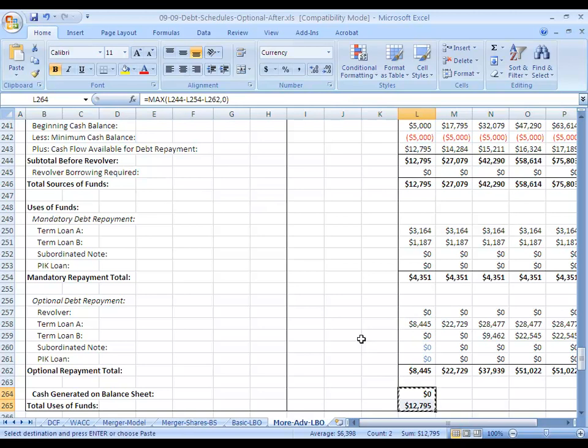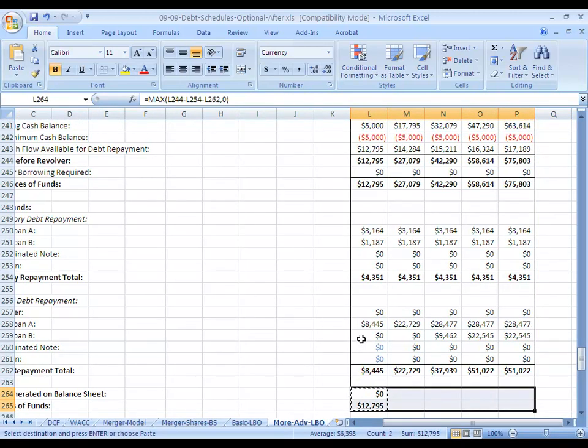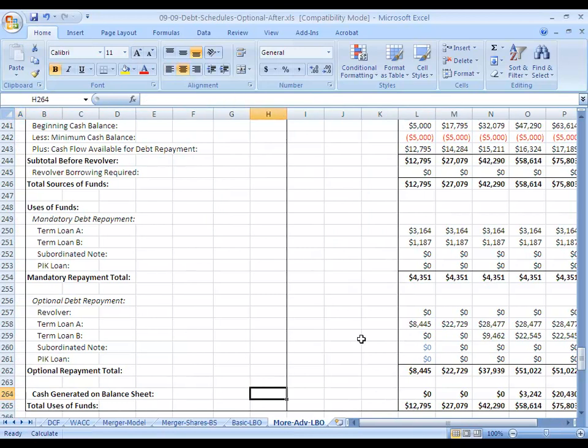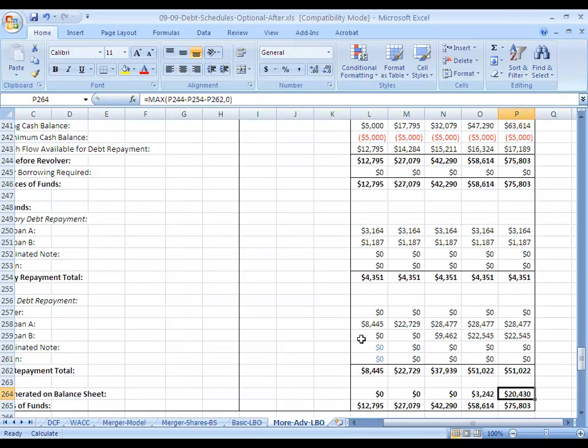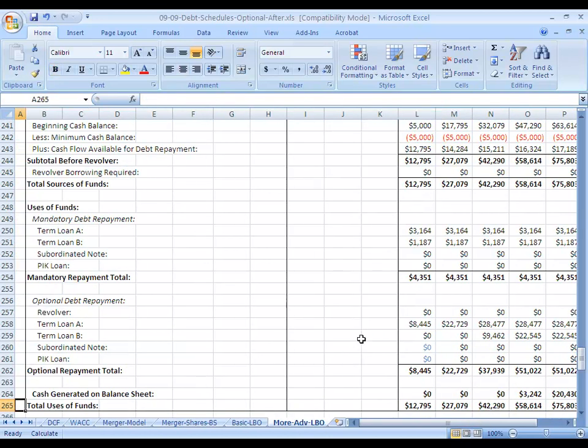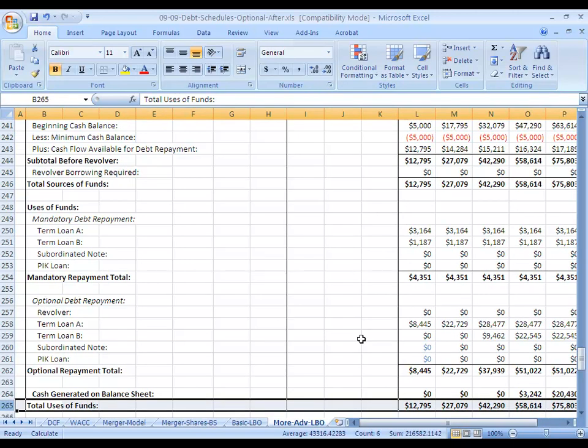We're now going to take these two formulas and copy them across. And we see that in each year here until the very end, we are basically generating almost no cash on the balance sheet for the first 3 years. Then finally in years 4 and 5, it starts to turn around. But we see that in each case, our sources of funds matches our uses of funds here at the bottom. So we know that this schedule is at least working semi-correctly.